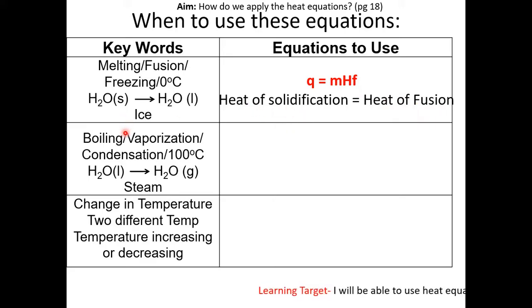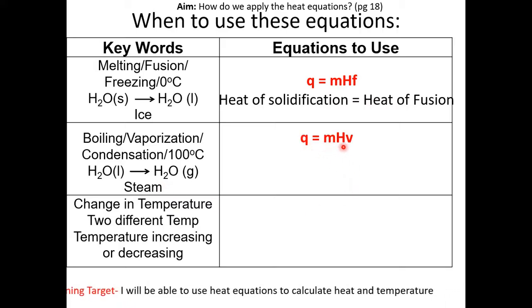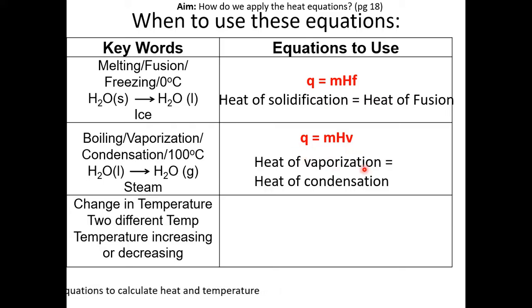If you see these keywords: boiling, vaporization, condensation, 100 degrees Celsius, water liquid to water gas, or steam, you use this equation, Q equals mHv. Hv can stand for heat of vaporization or heat of condensation. If you see these keywords: change in temperature, to a different temperature, or temperature increasing or decreasing, you use Q equals mc delta T.